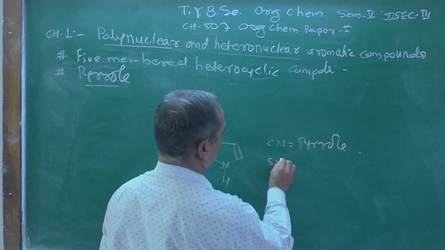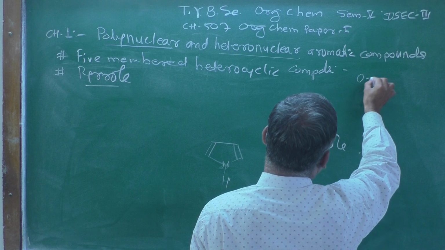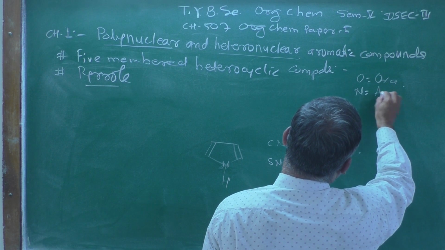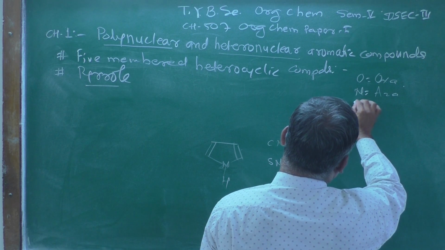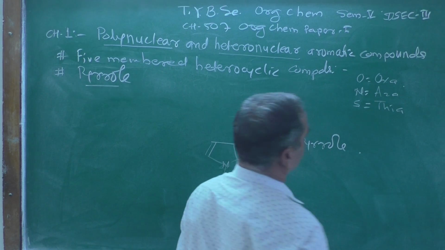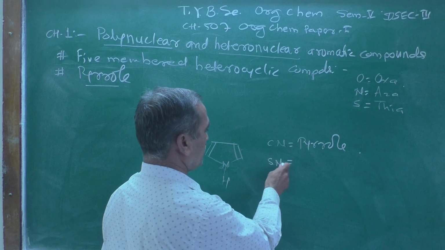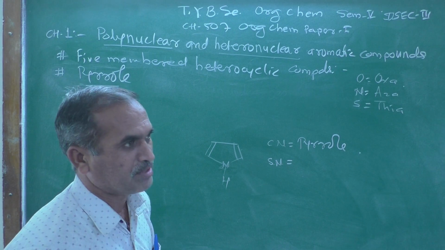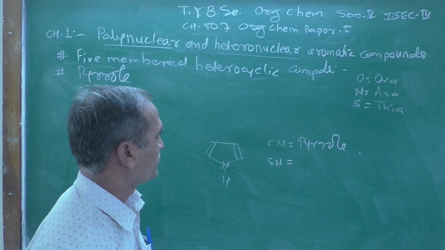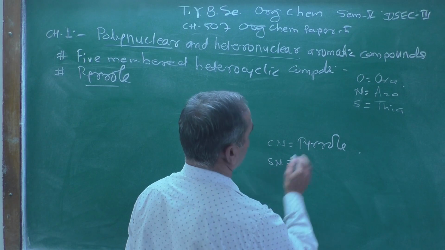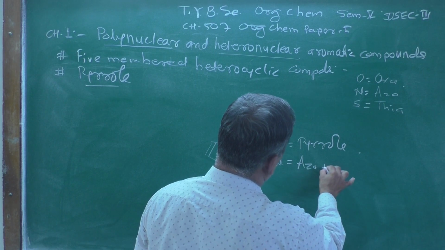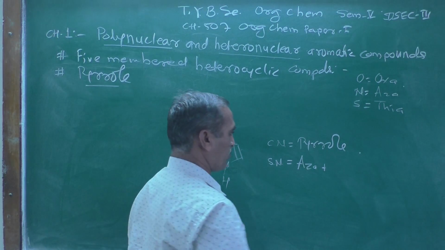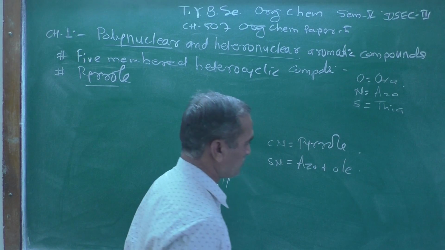Now the systematic name of this compound. As we know, if an oxygen atom is present we call it oxa. If a nitrogen atom, the prefix we use is aza, and if a sulfur atom is present, then we use thia. So in the systematic name, in this particular structure there is a nitrogen atom in the heterocyclic aromatic ring, and therefore we can call it aza, plus it is an unsaturated 5-membered compound, and we know that -ole is the suffix used there.